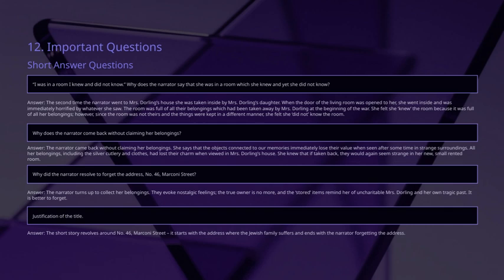And why does she come back without claiming her belongings? The second time she visits, she is taken inside by Mrs. Dorling's daughter. When she enters the room, she's immediately horrified by what she sees. The room is filled with all her belongings, which Mrs. Dorling had taken away at the start of the war. Although she initially felt she knew the room because it was filled with her things, she soon realizes it isn't truly her space anymore.